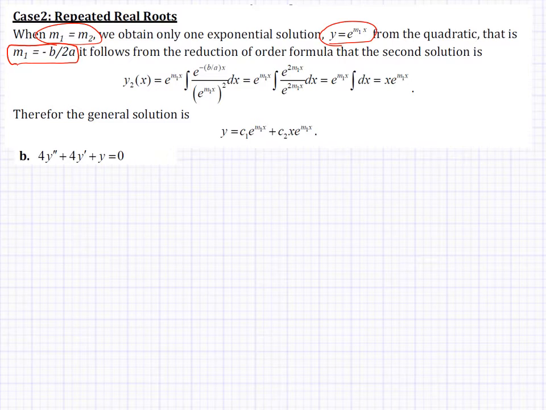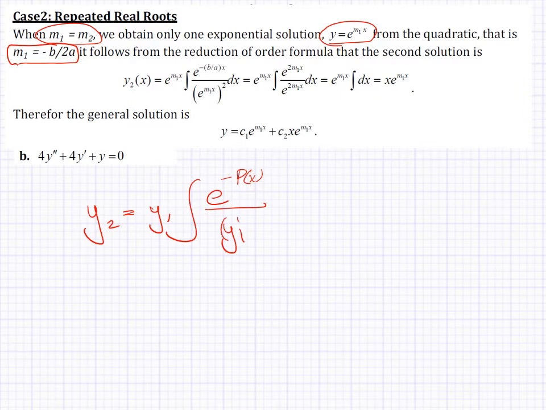Well, guess what? We learned previously, if you have one solution to a differential equation, how you can use that to obtain a second solution. So we have a formula for that. And the formula was that y2 should equal y1 times the integral of e to the negative integral of p over y1 squared dx. Okay?